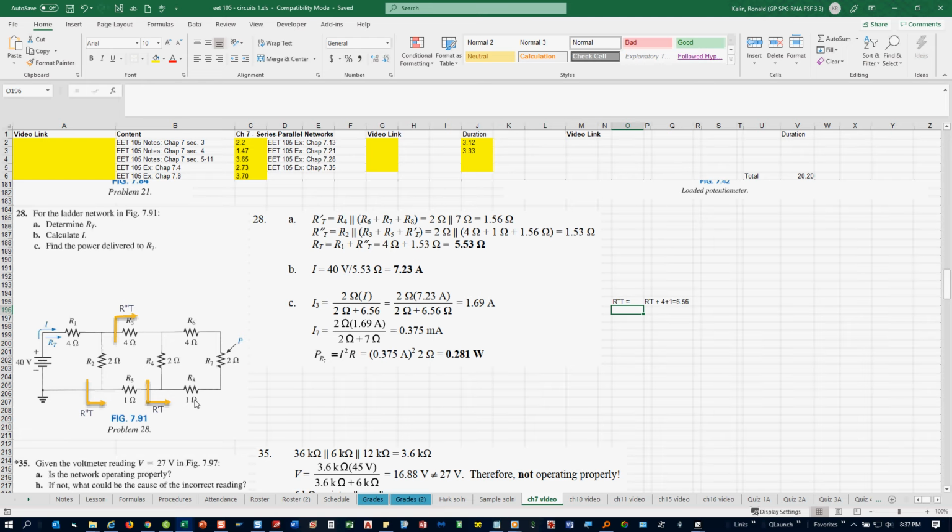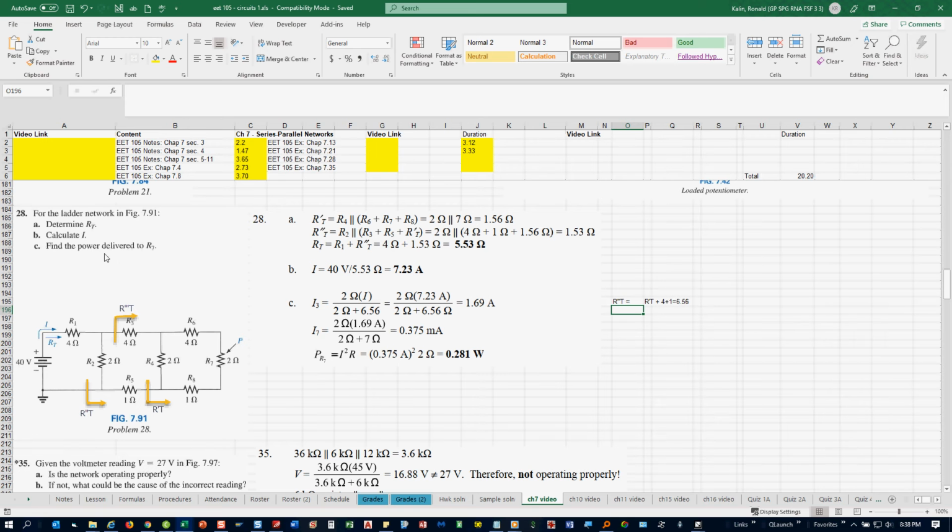Then R sub t is going to be R t double prime in series with R1. So you just add 4 to the 1.53 to get 5.53. Then to calculate the source current, you use Ohm's law. E equals IR, so I equals V divided by R. So it's 40 volts divided by the total resistance, which is 40 divided by 5.53 equals 7.23 amps.